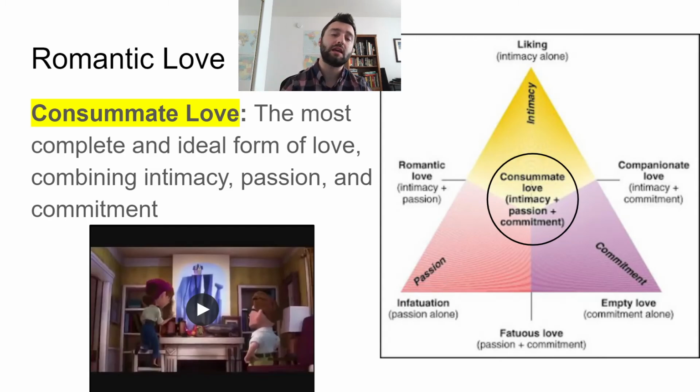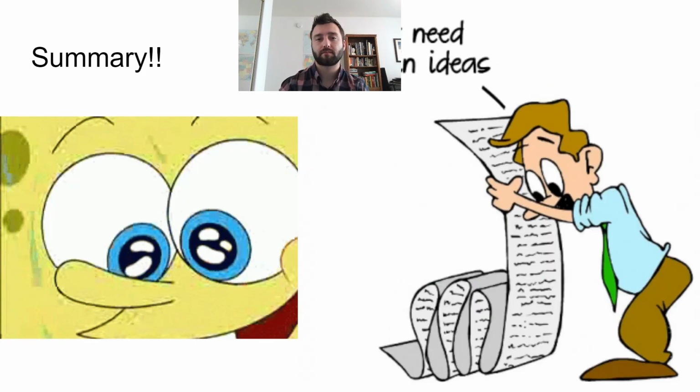And this is again the goal, generally speaking, of what people want. This is the ideal form. So we've got all aspects. We are close and intimate to one another. We are incredibly committed to one another. But we are also still passionate about each other. And that's kind of the end goal that we want.